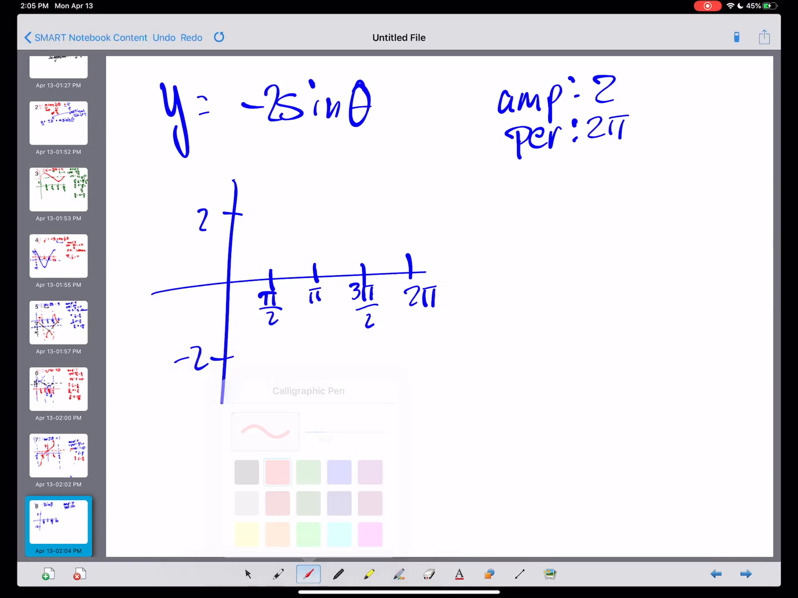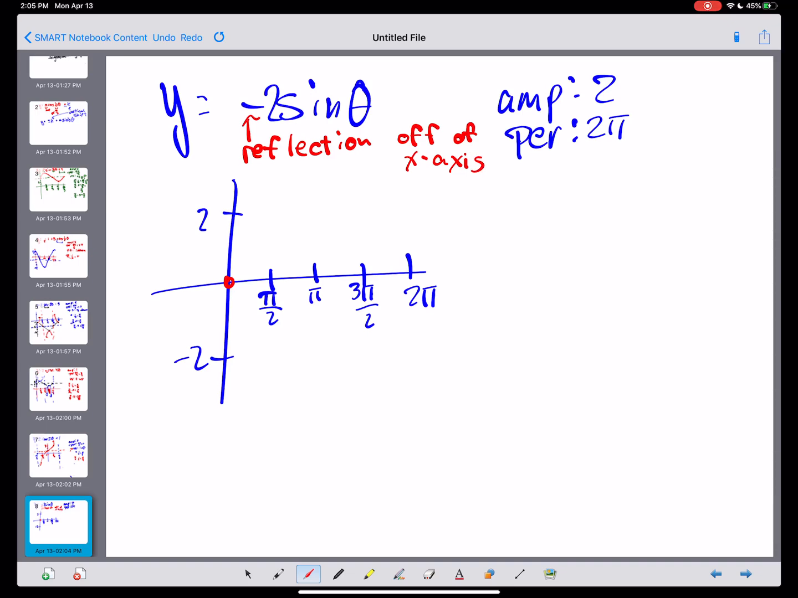Now, sine usually starts in the middle, which stays true. But this negative right here, that's a reflection off of the x-axis. Okay, it's a reflection off of the x-axis. So instead of going up, we're going to go down. That's the only thing that's different. We go down instead of up, typically. And it holds true.